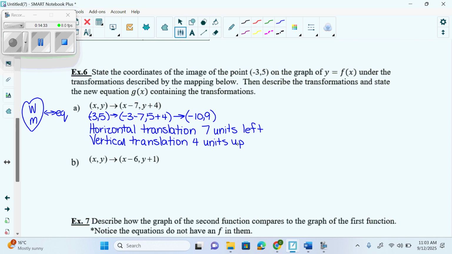Now we're going to equation. From either words or mapping, it's going to be opposite for x's, yes? So we're going to have y equals f. Mapping my x is x minus 7. So here it's going to be x plus 7, and then plus 4.